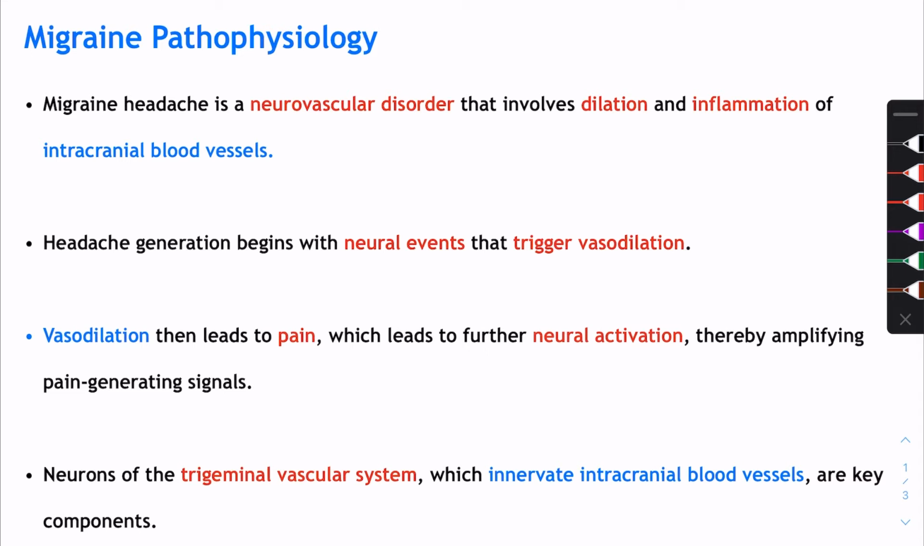You should also remember that the neurons of the trigeminal vascular system, which innervate the intracranial blood vessels, are the key component. Surrounding the intracranial blood vessels, there will be innervation of the trigeminal vascular system. Once there is a vasodilation of the intracranial blood vessels, these neurons of the trigeminal vascular system will stretch out. That is the reason for causing pain and the headache.